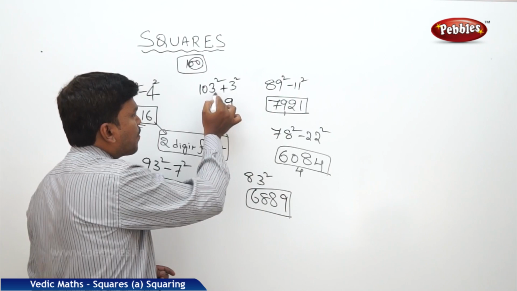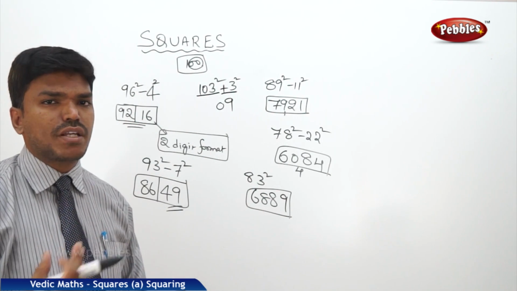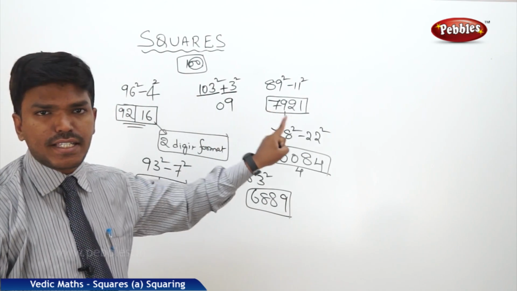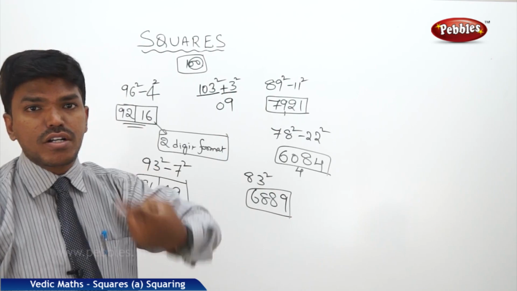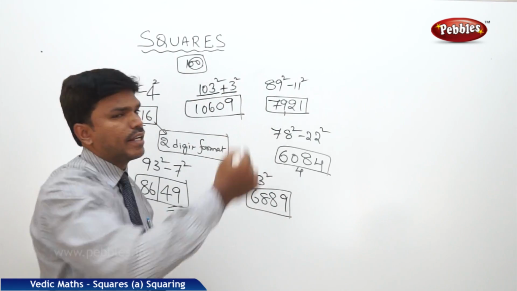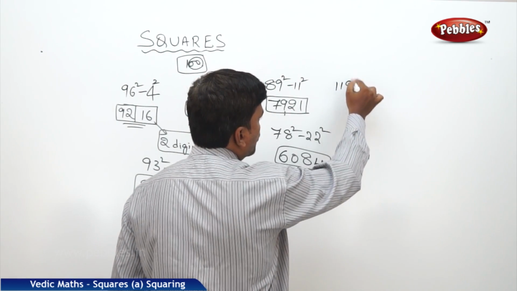Now to get the left side part, 103 plus 3. If it is minus, we will subtract. If it is plus, we will add. So main number 103 plus the excess number: 103 plus 3, 106. So what is my answer? 10609.